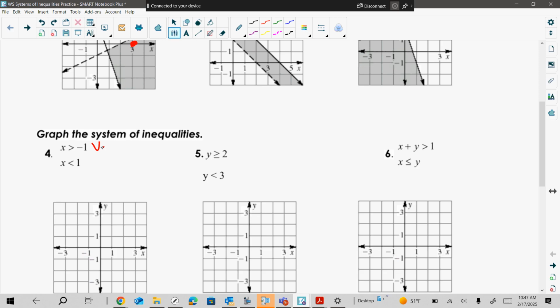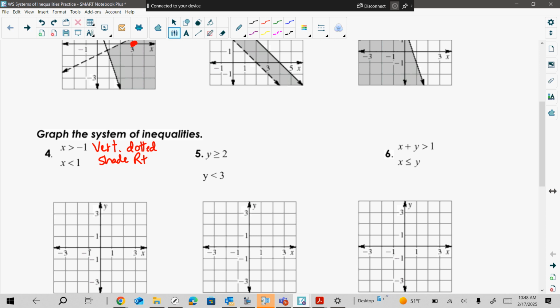Yeah, this is a vertical line, and I'm going to abbreviate that, just vertical, V-E-R-T. The inequality is greater than, so this is dotted, and this would be shade. If it's greater than, what would we shade? But it's a vertical line. Shade to the right.